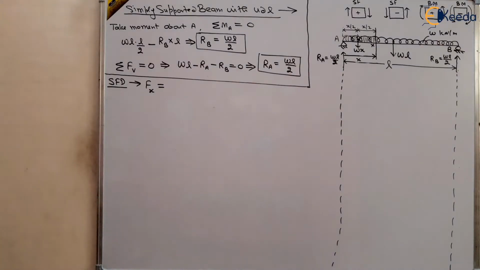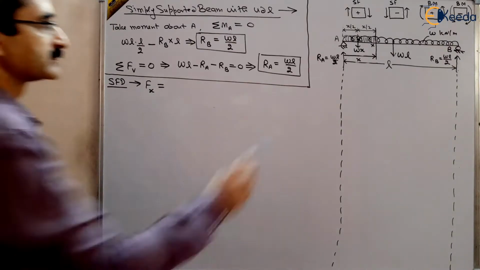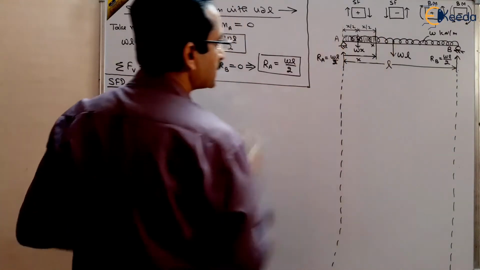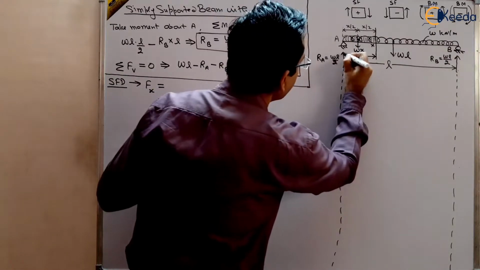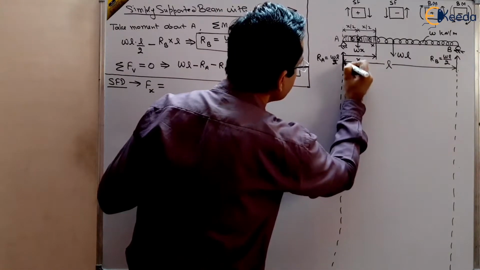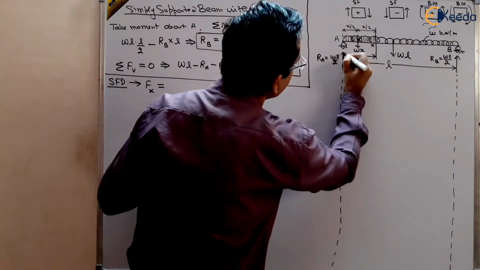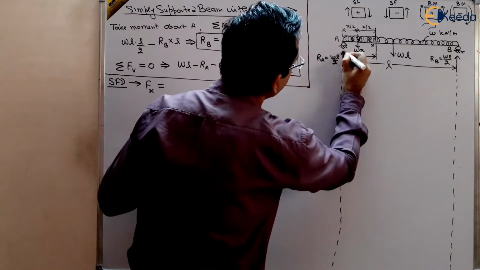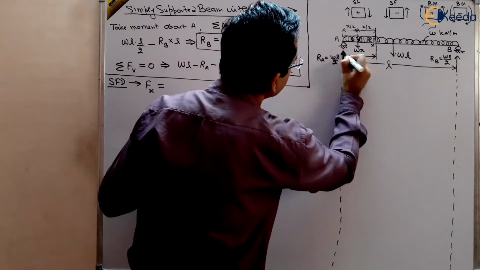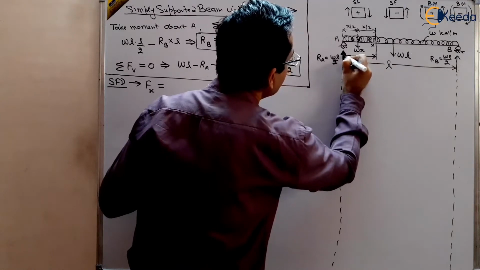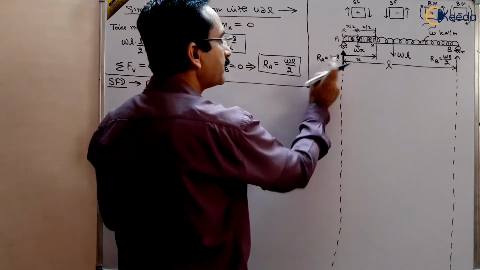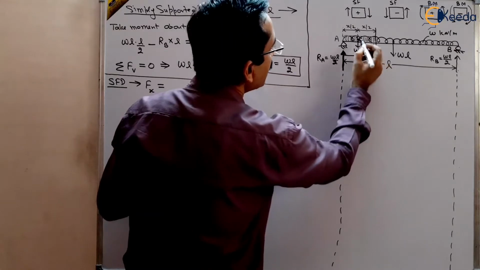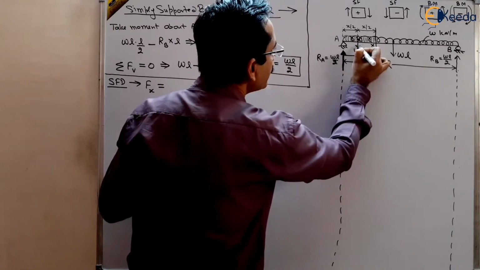So it means there are two forces acting to the left of this section X. To the left of this section X, there are two forces acting basically. One is a reaction, this reaction I am making it somewhat bold so that you can see it very easily. One is the reaction RA, and other is this WX.